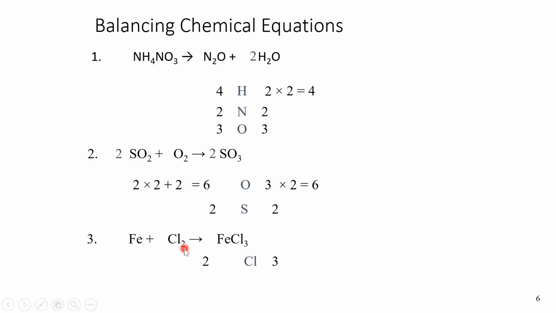So we've got 2 chlorines on the reactant side and 3 chlorines on the product side. They're not equal. Okay, if you've got an even number on one side and an odd number on the other side, multiply the odd number by 2 and then see if that helps to balance it. That's going to give you 6 on the product side for chlorine. That means you're going to have to multiply the reactant side by 3 to get 6 chlorines on the reactant side. And then when you look at iron, you've got 1 on the reactant side, but 2 on the product side. So you're going to have to multiply the iron on the reactant side by 2.